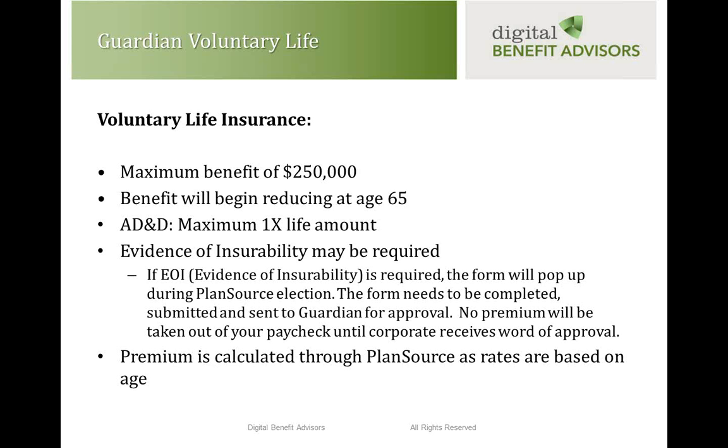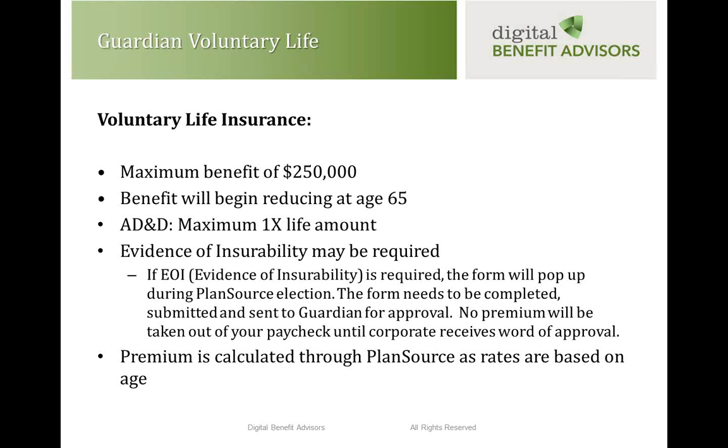So what happens is if you make that election now and you want to elect voluntary life, and maybe Guardian is a little backed up on their evidence of insurability reviews, so they don't actually approve it until August 15th, and the plan year started August 1st, they will make you effective on September 1st, and that's when your paycheck will start being deducted for the benefit. So you will not pay for anything until you are absolutely approved.